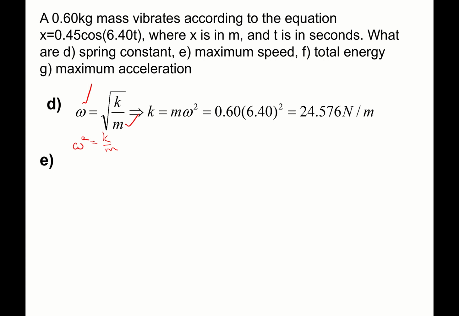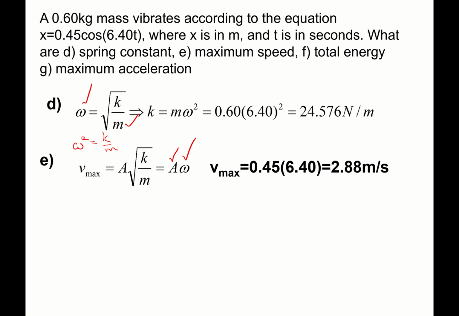All right, part E, what's the maximum speed? Well, maximum speed is A times omega, or A times root k over m. And in the problem, we're basically given A and we're given omega, so I would use that. So A times omega, 0.45 times 6.40, which gives me 2.88 meters per second.